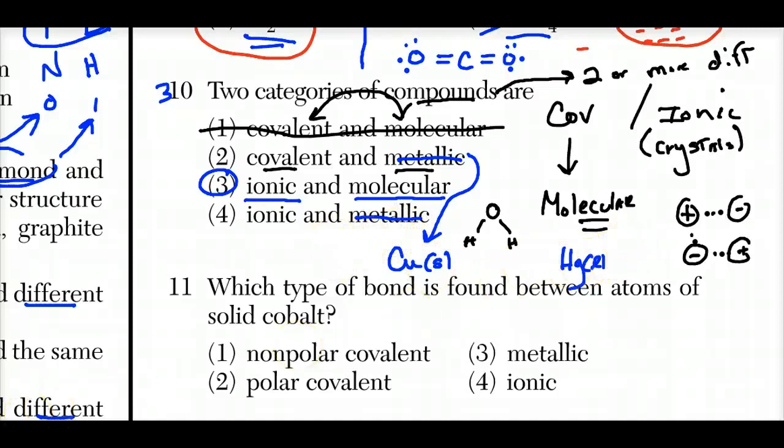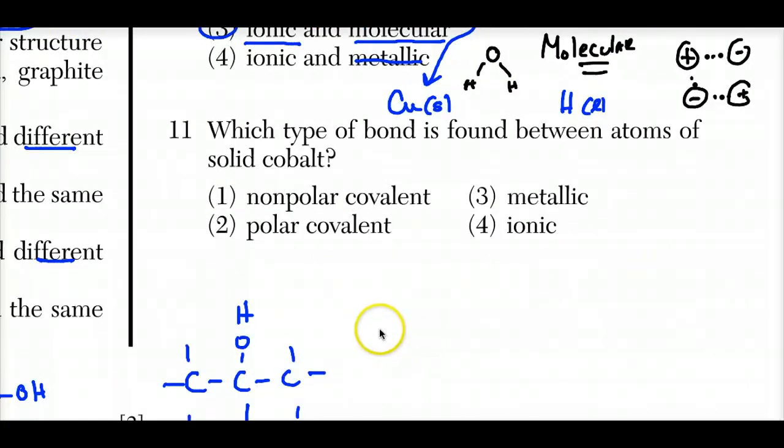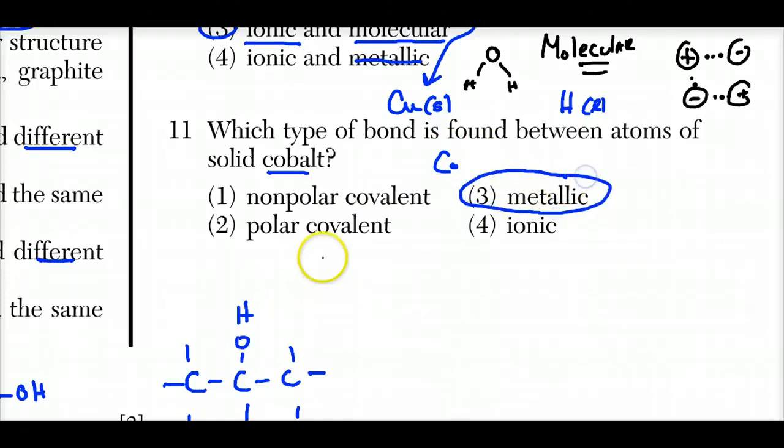Number 11. Number 11 is tied to number 10. It's amazing how these questions kind of go together. What type of bond is between atoms of solid cobalt? Well, it's not going to be a compound, right? It's going to be cobalt bonded to cobalt. And that's metals bonded to metals. That's metallic bonding, as we just alluded to in number 10. So yeah, these go together.